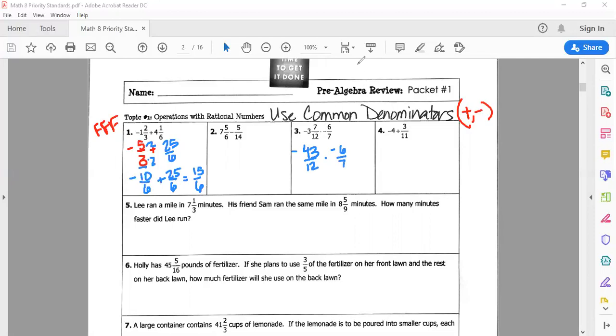Now, when you're working with this problem, this is not adding or subtracting, it's multiplying. So we do not need those common denominators. But what we can do is what we did sometimes in class is to cancel before we multiply. So let's look at this. 6 goes into 6 1 time. So now this is a negative 1. And 6 goes into 12 2 times. That makes it slightly easier. Negative 43 times negative 1 is 43. And 2 times 7 is 14. And then you would simplify that.